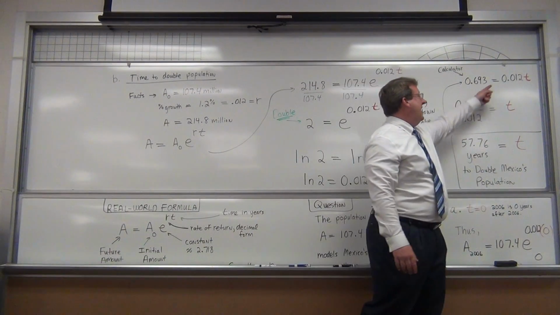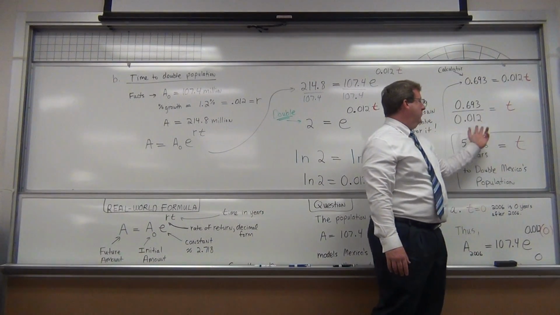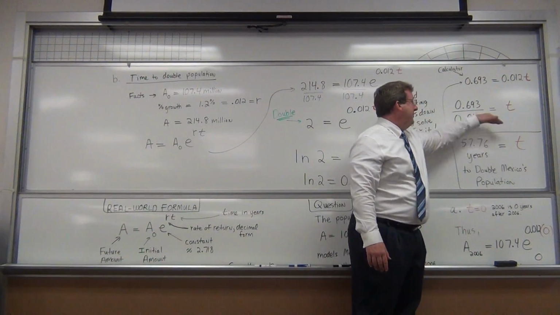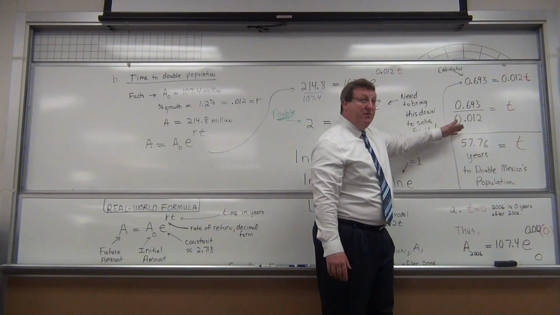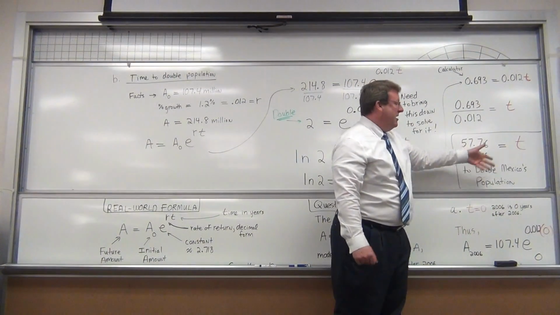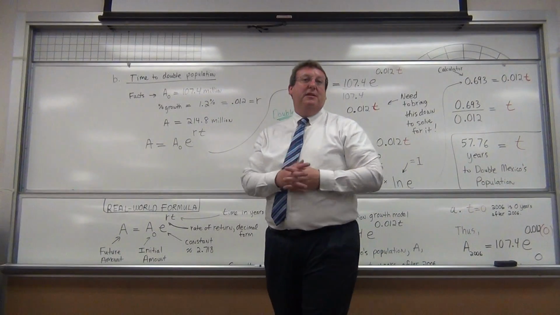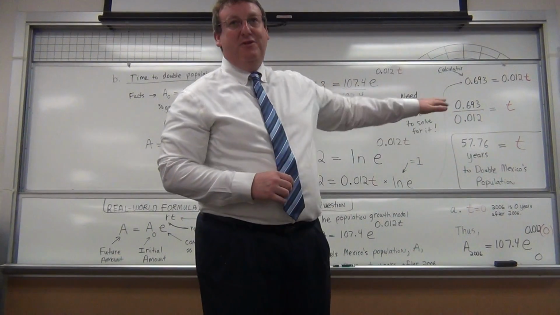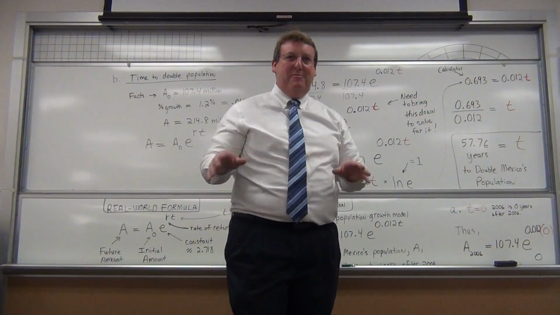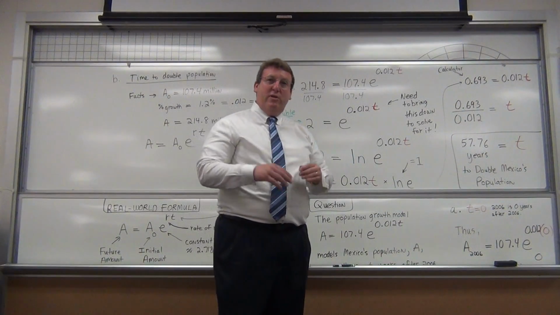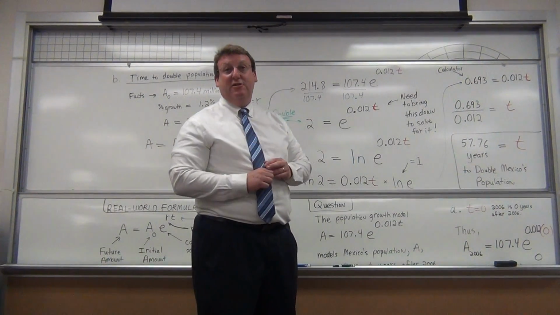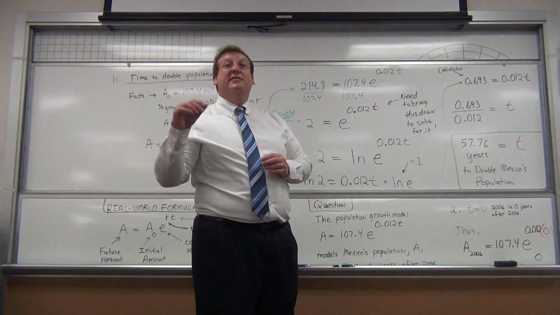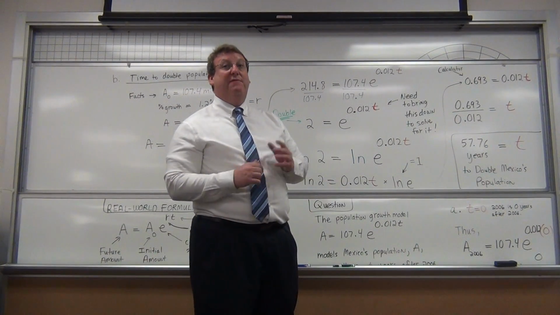So I'm going to divide both sides by 0.012. t is simply this fraction. You do the math, get your calculator going. You have 57, approximately 58 years. If you don't get the exact answer, don't panic. It's probably round off error. But you agree you have an estimation of about 58 years for the population of Mexico to double, according to this model, if the growth rate's about 1.2%.